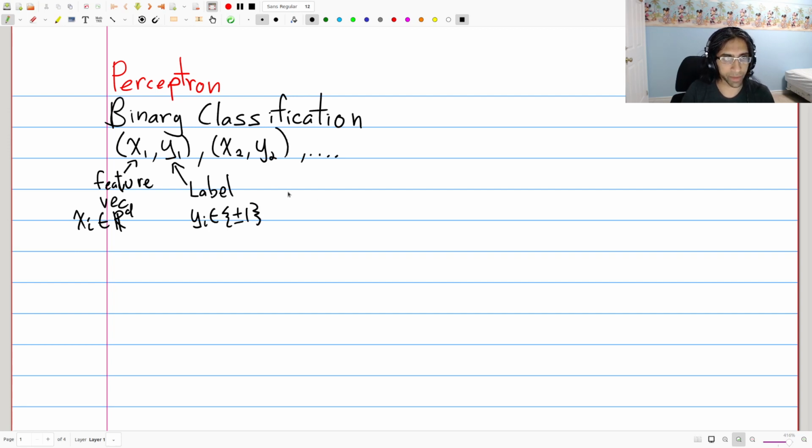Now, you might also see binary classification being 0 and 1 rather than plus minus 1, but plus minus 1 can be more mathematically convenient sometimes for reasons you might see as we proceed. So this is the setting. We have input data, say training data, which is given to us like this. And our goal is to learn or to figure out some function h such that h on the feature vector will give us the output, the label y.